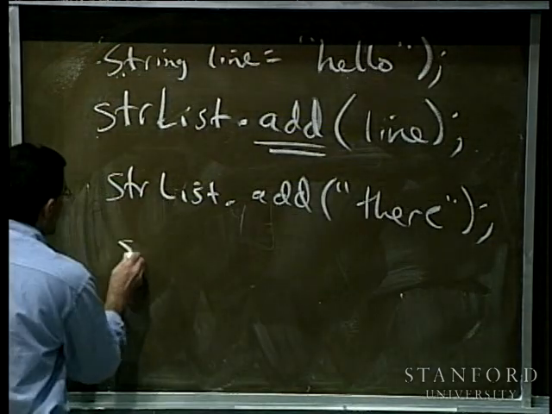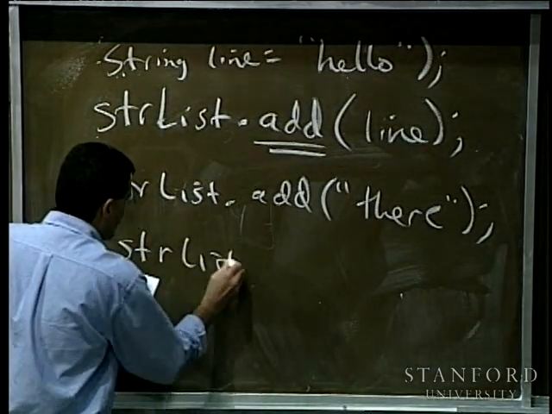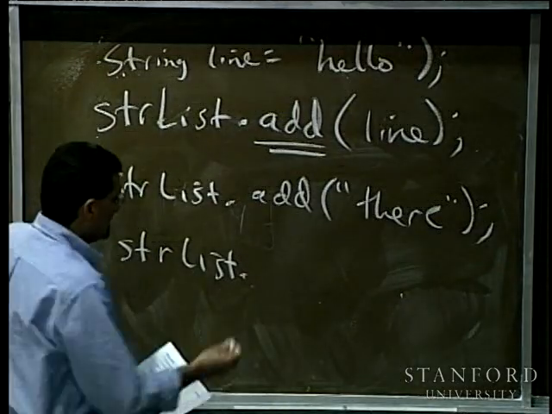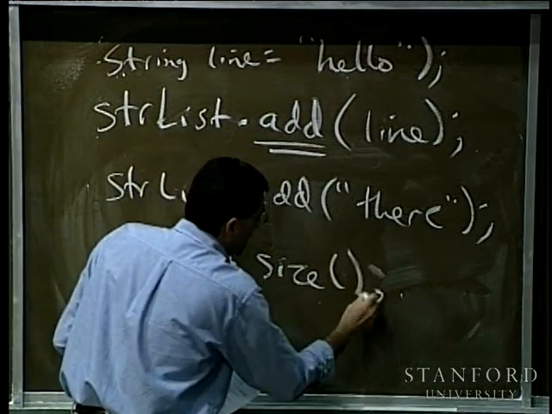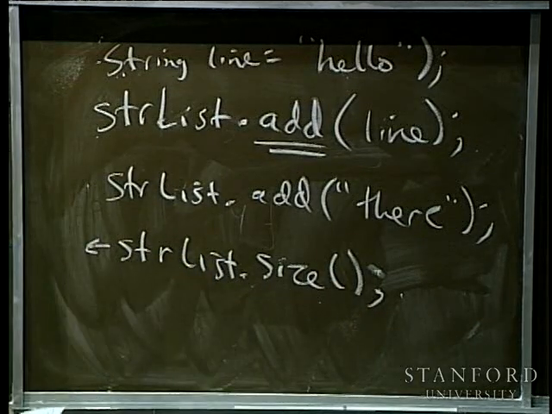Some other things I can do with str list, I can ask str list or array lists in general for their size. So there is a method called size, open paren, close paren. What this does is it gives you back as an integer how many elements are inside your str list, okay, based on how many you've added.